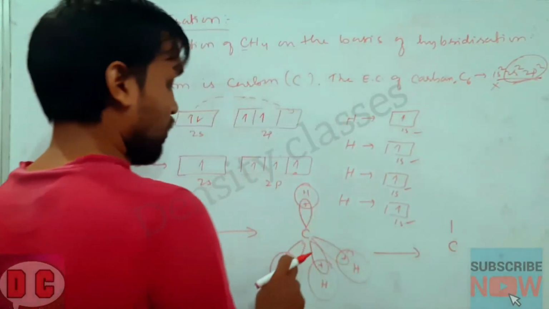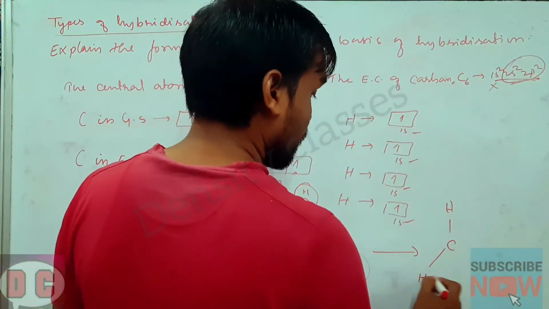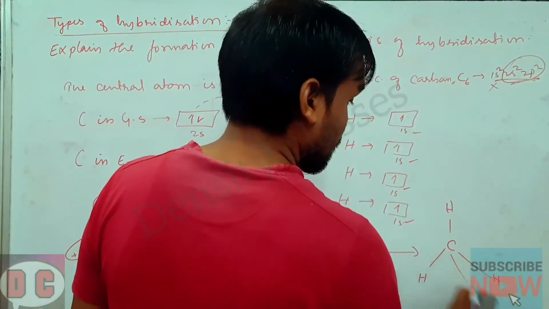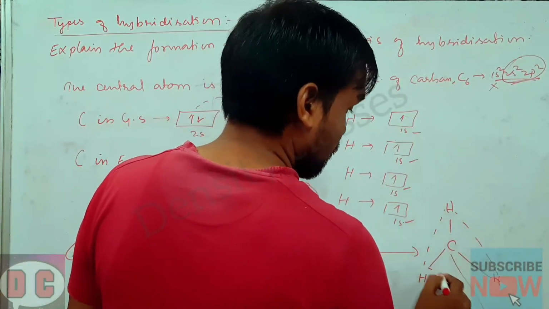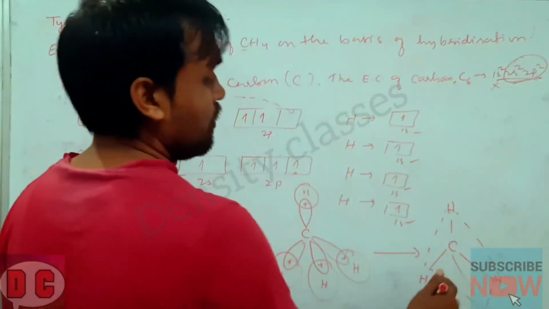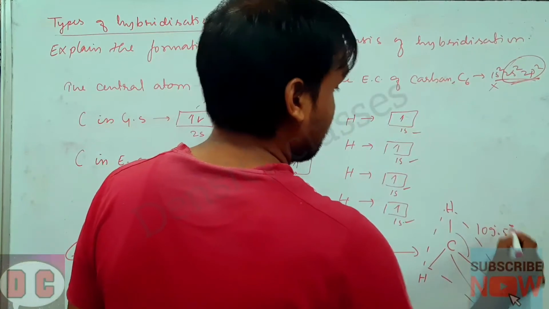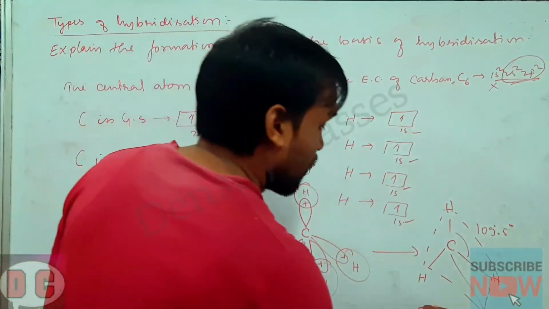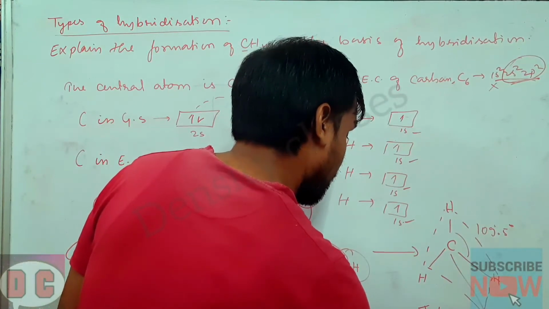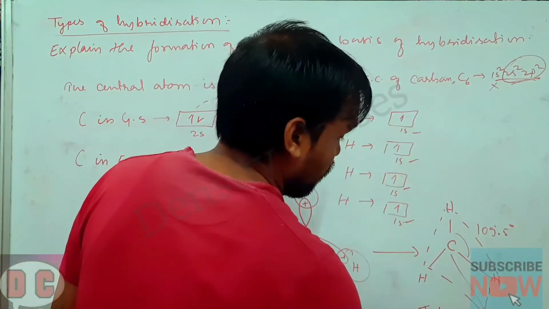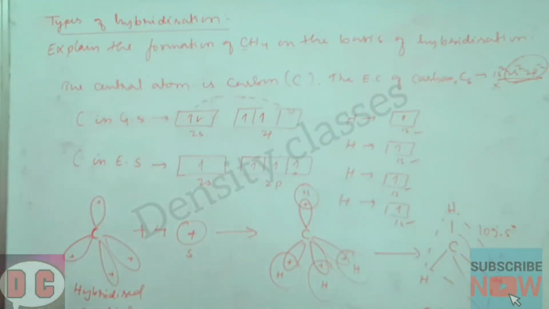Since this is a head-on overlapping, so they will form what? Sigma bond. So hydrogen is forming sigma bond with carbon, leading to the formation of this structure, and here the bond angle will be 109.5 degree, and this structure we call as what? Tetrahedral structure, and this is the tetrahedral structure of CH4. This is how CH4 will be formed on the basis of hybridization.